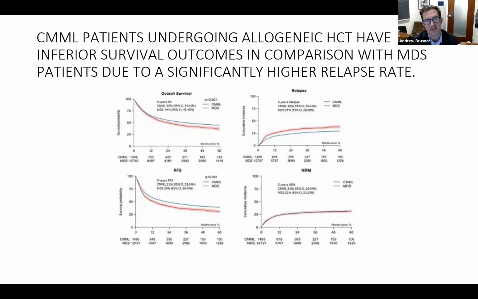So there's no real difference in toxicity from the transplant between the 2 groups, but compared to MDS patients, CMML patients have a higher chance of relapse. And so maybe we need to think of them differently. Maybe we should have more CMML specific trials and not just lump them into MDS as they have historically been.